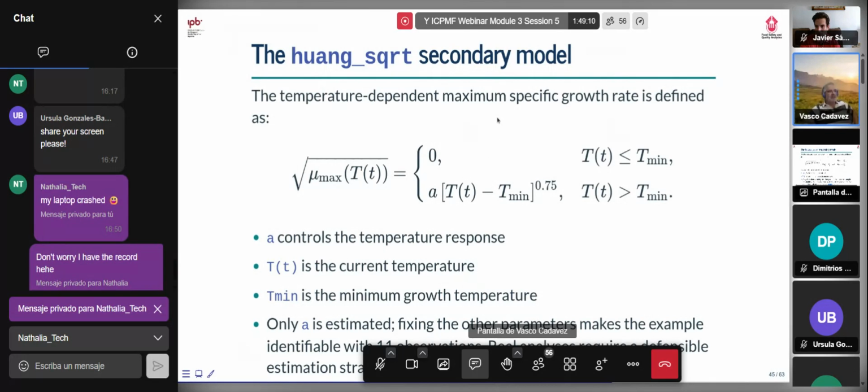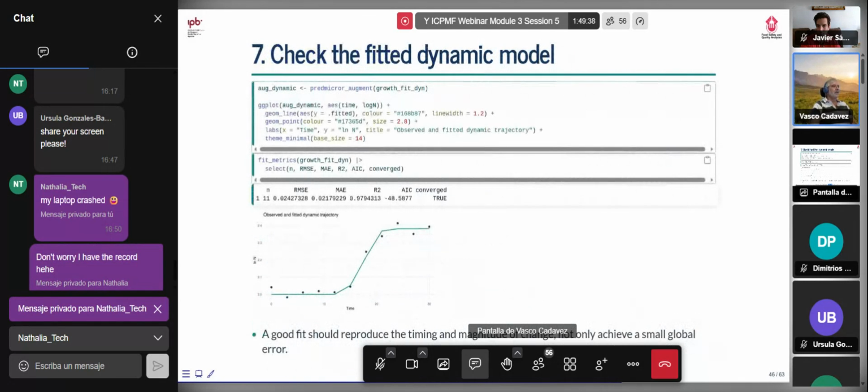Okay, so this is the square root secondary model. I just put it here to show you. So we have 0 when the temperature of grow is lower or equal to the T-mean, and you have this function for the grow when the temperature is higher than the T-mean. The T-mean is the limit for the microorganism grow.